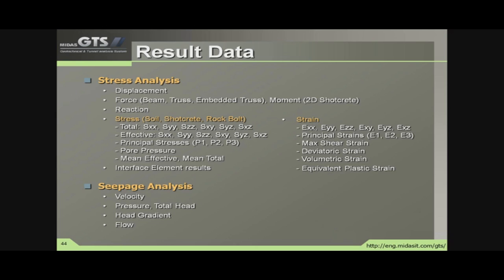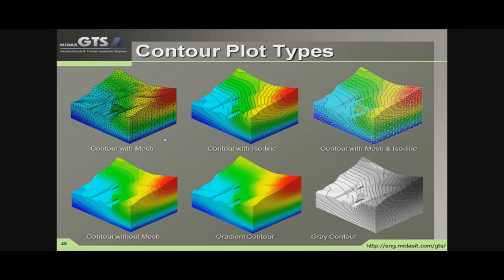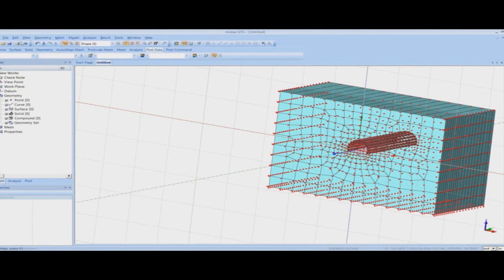You can obtain displacement, you can obtain force in 1D elements such as beam, in 2D elements which can be in the form of surface, or you can obtain the stress in the 3D elements also. This is the list of all the stresses that you can obtain. The strain can also be obtained, and for the seepage analysis you can obtain the velocity, pressure, total head gradient, and the flow. So let me take you to the program and I'll show you the post-processing features in the program itself.